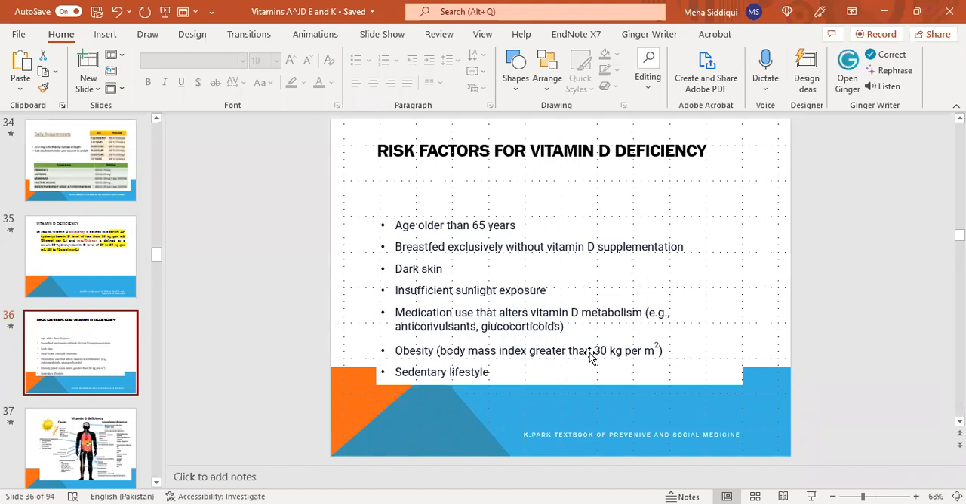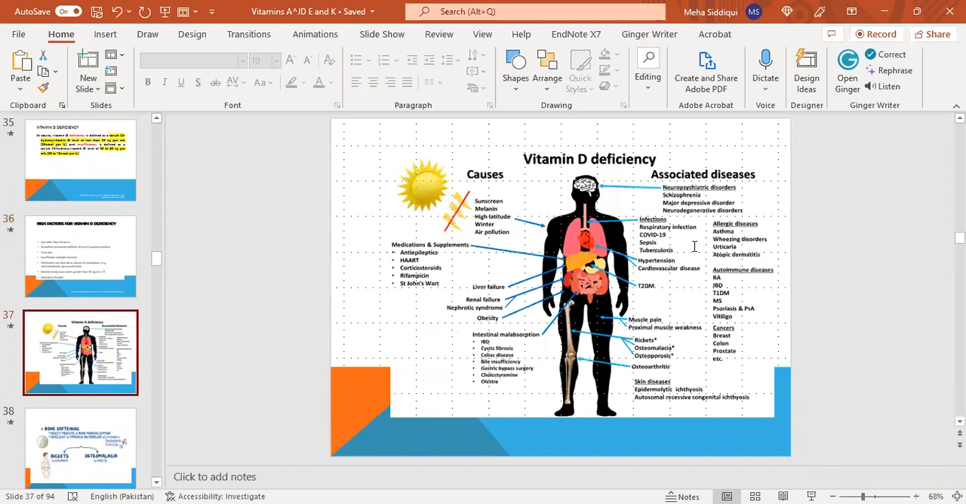Those children who are exclusively breastfed for an initial time and who do not take vitamin D supplementation are very much prone to develop vitamin D deficiency. Third is dark skin, insufficient sunlight exposure, medication use that alters vitamin D metabolism, obesity, and sedentary lifestyle. So here we can see the causes of vitamin D deficiency: sunscreen, melanin. Those who are hyperpigmented, that is dark colored skin, are prone to develop vitamin D deficiency.